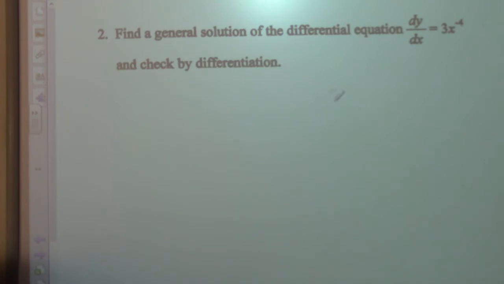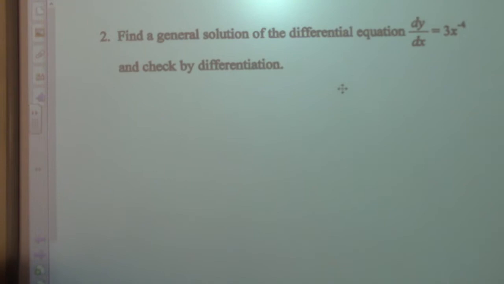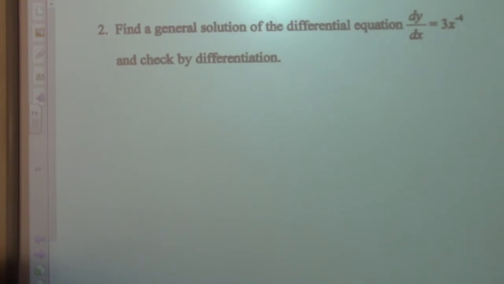Okay, so anyway, we have dy over dx is equal to 3x to the negative 4 power. So we're going to cross multiply the dx. We get dy is equal to 3x to the negative 4 power dx. Do you see that? And we're going to take the integral of both sides of this equation. When you do this, we get a general solution.